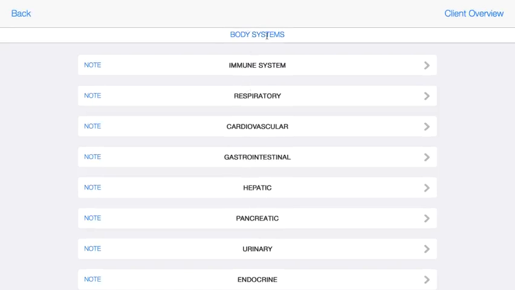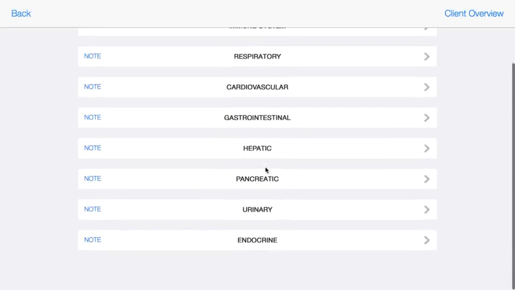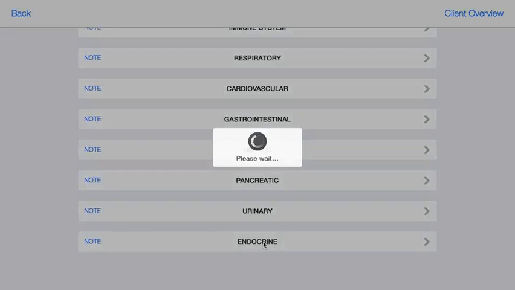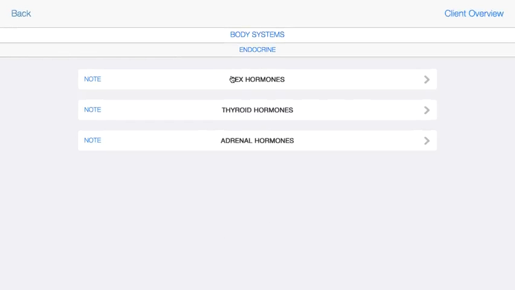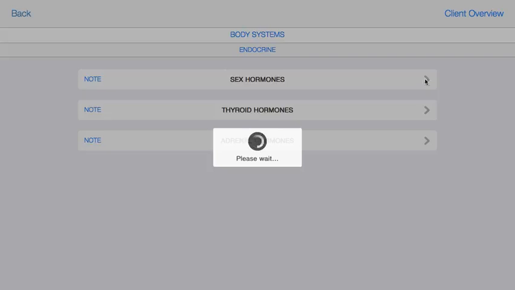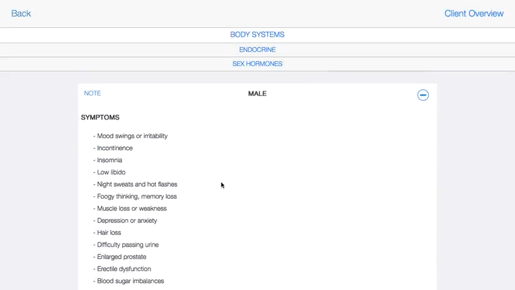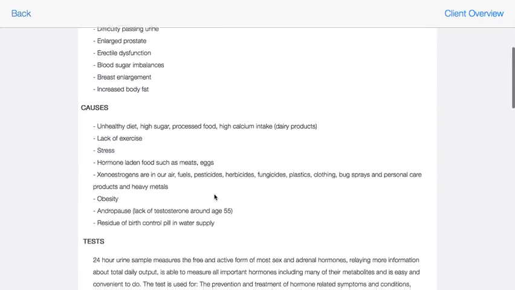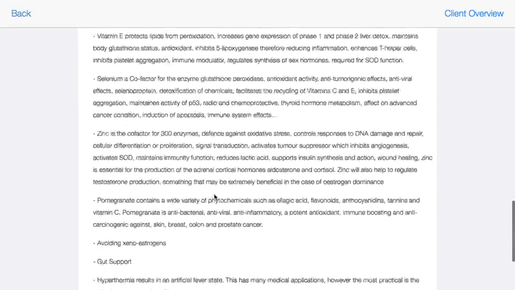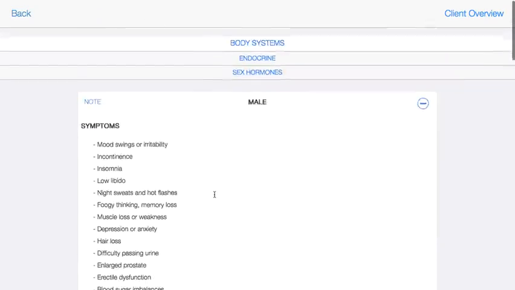So we open up body systems and then look for endocrine health, which is our hormone system. And that's where it's then broken down. We have thyroid, sex, and adrenal. And again, if we open up sex hormones, they're broken down into male and female, depending on who you work with. And then you have all the symptoms, the causes, tests, treatments, everything available at once.